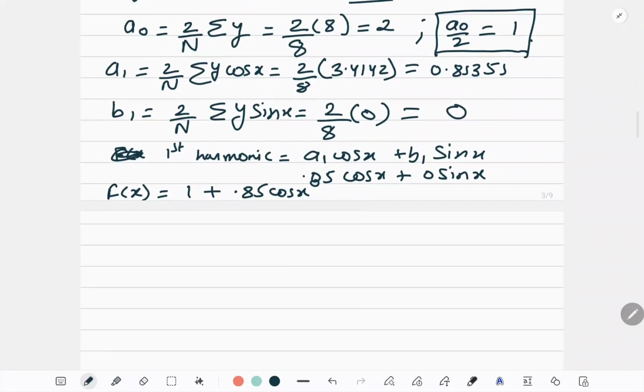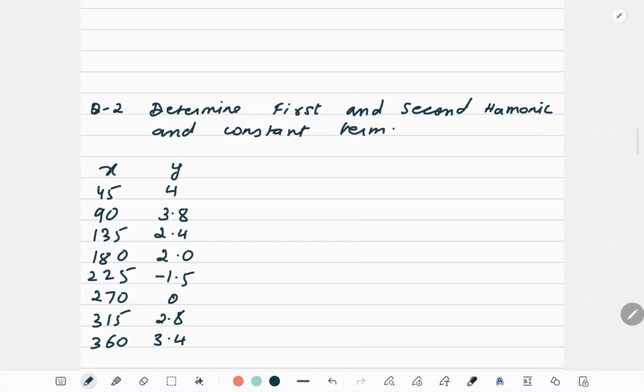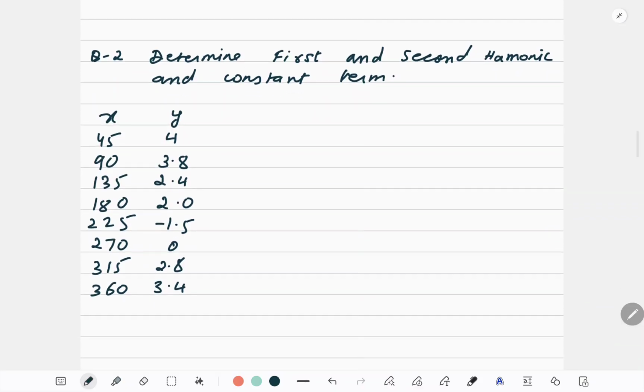Now let's see the next question for more understanding. Determine first and second harmonic and the constant term. Right. Now in this, what will you do? First again check your values are in degrees. Correct? How many values are there? First and last value are different. So I am happy. It is not starting from 0 and ending at 360. It is starting from somewhere in between, and y is also different. So I am on the safe side.